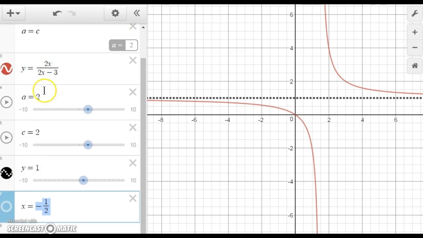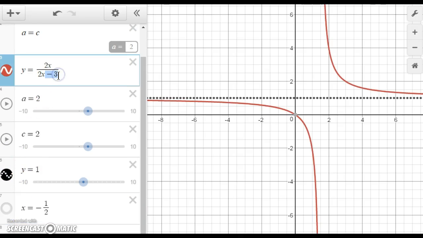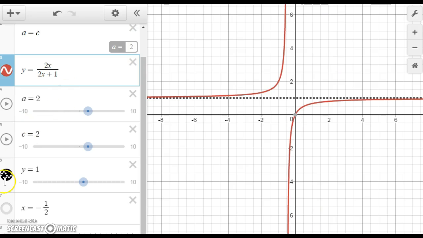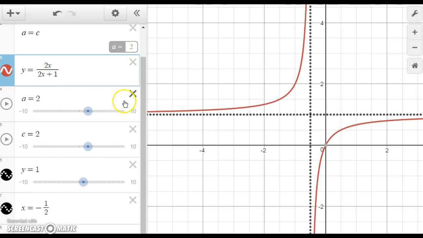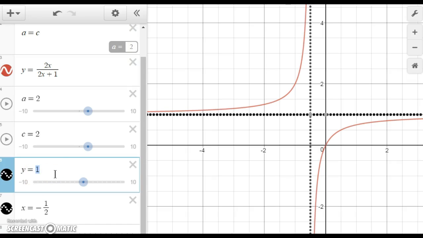So that's not good, because I already know how to find the vertical asymptote. So let's not change that. Let's change it back to plus 1. My vertical asymptote is still there. Now we just confirmed that adding this plus 1 has nothing to do with my horizontal asymptote.